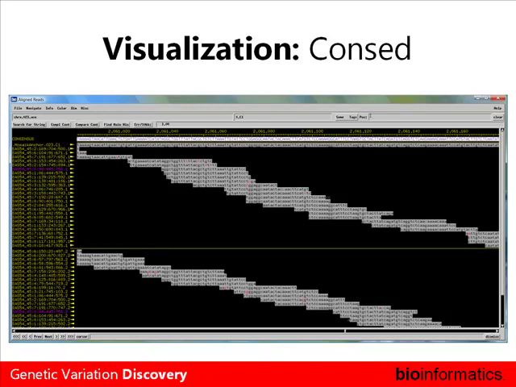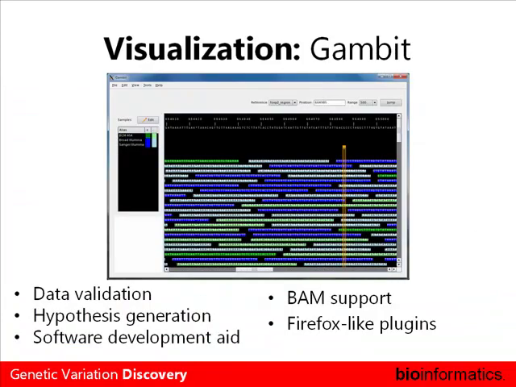But it has a downside. If you have a very large data set, it requires an enormous amount of memory. It takes forever to load. I think with my deep trio, just to look at chromosome 1, I had to wait an hour and a half for it to load everything up. And that was on a fast computer.